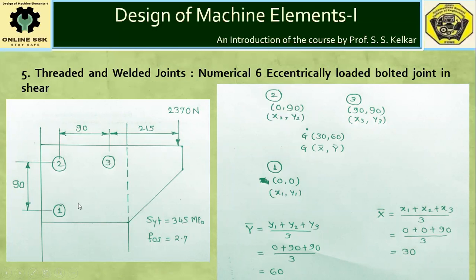If we want to find the coordinates for bolt number 3, then its x coordinate is 90 and its y coordinate is also 90. So its coordinates are 90 and 90.